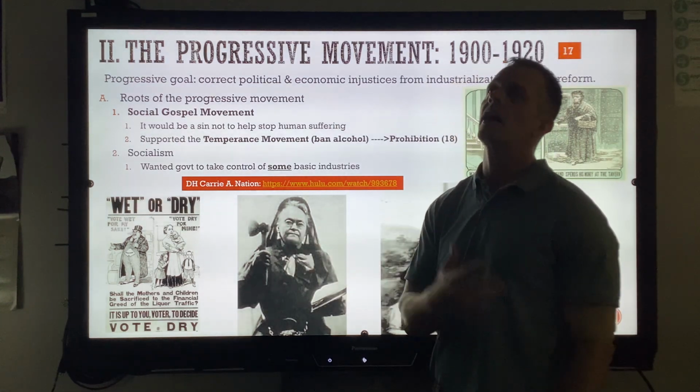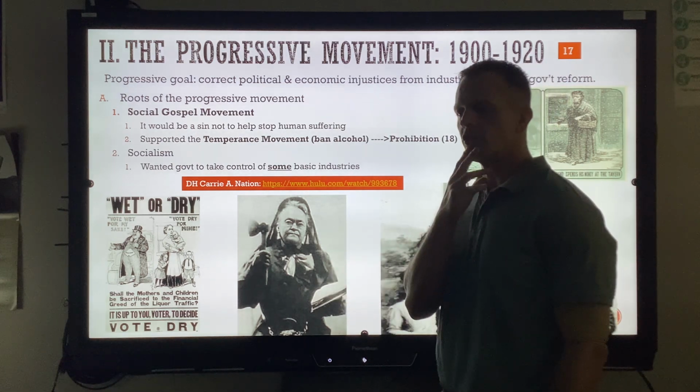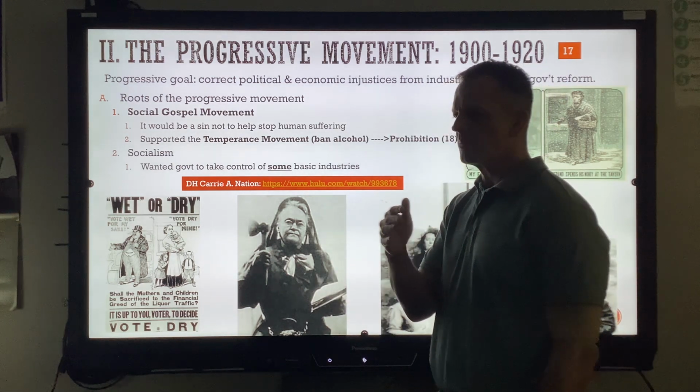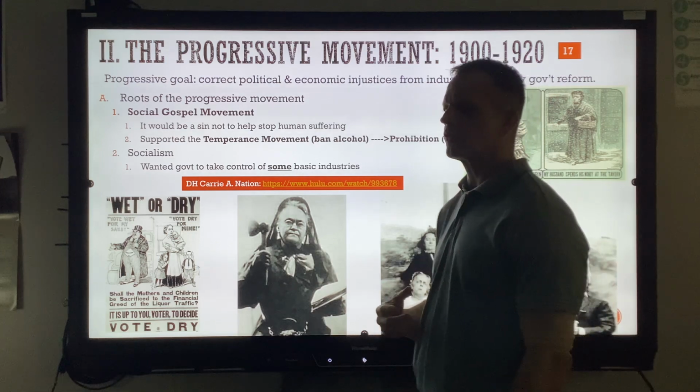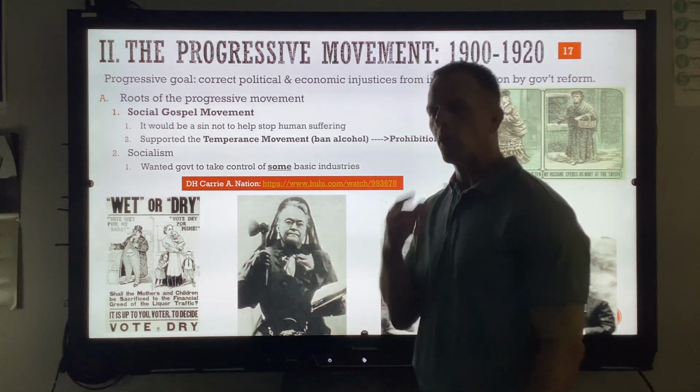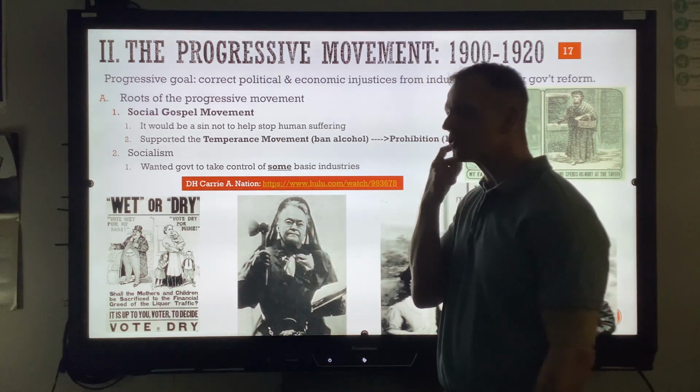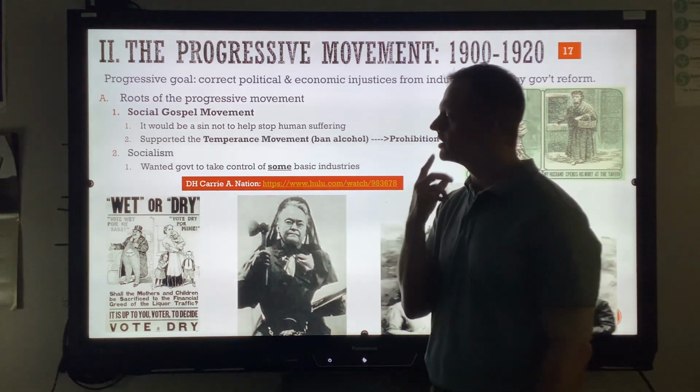And so you'll see this sometimes asked on the STAAR test in different ways: the roots of prohibition, where can it refer to, and it's women, or say the temperance movement would be an answer choice. But nonetheless, women are part of the temperance movement.